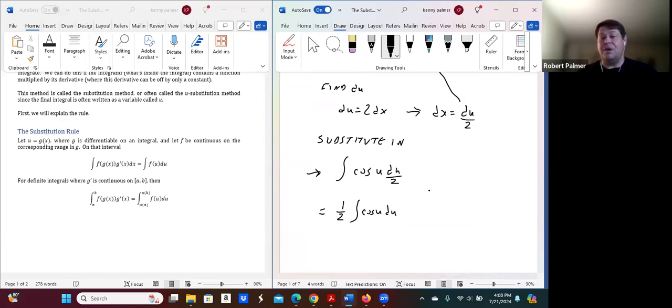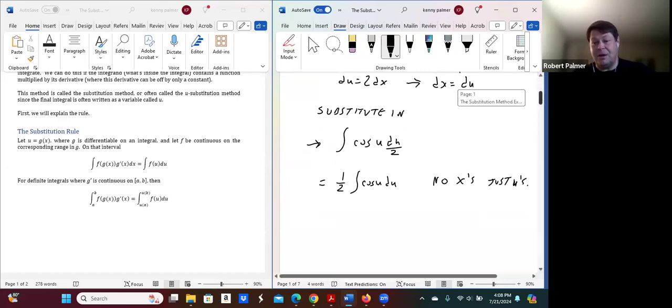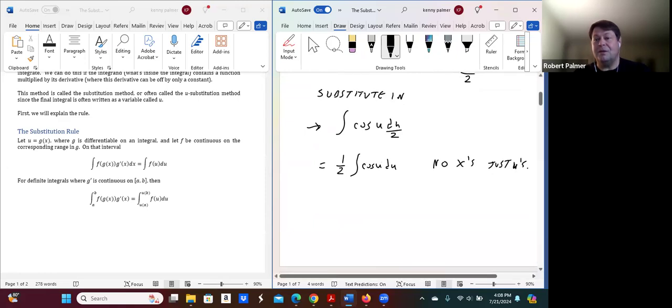Now, notice we just have an integral with no x's, just u's. And that's what we want. We don't want any x's left. If we have an x left, either we did something wrong, or this is an example where we can't actually use this method. And sometimes you can't use this method. It just depends. As we do some more examples, we're going to see how that works.